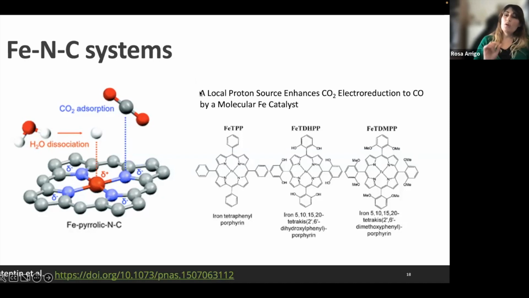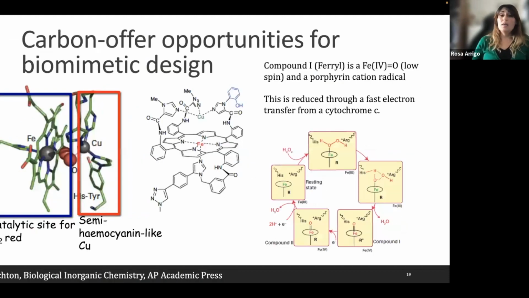But what they show of interest is that by changing the functionalities around this iron imidazole, there was a possibility to enhance the CO2 reduction, and thus these functionalities were acting as a local proton source. Of course, now you can think that carbon materials offer an opportunity for biomimetic design and really achieving a lot of functionalities around the carbon support, which could produce biomimetic approaches. Of course, due to the heterogeneity of the system, it's very difficult to characterize them.